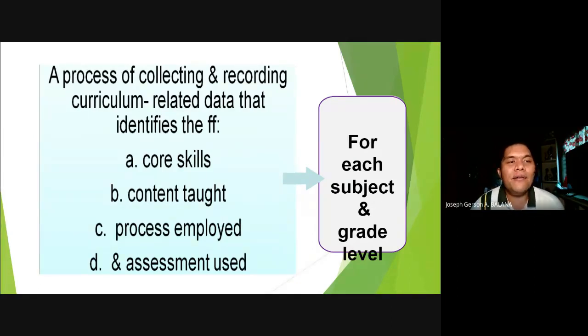Now, we're talking about the subject and grade level specifics. So each subject, each grade level is the focus of a map. It's not in general. That's why I'm telling you that the curriculum mapping will be nearer to us teachers because we are at the classroom front lines.